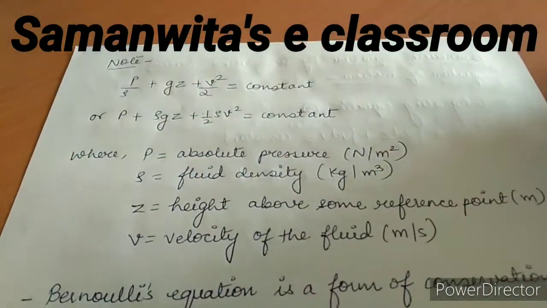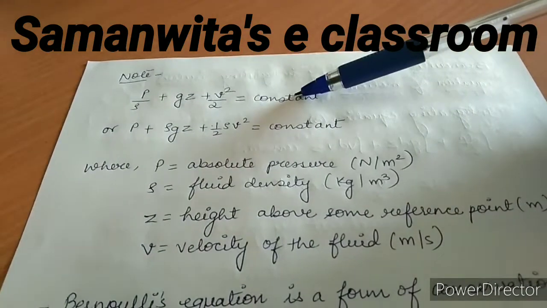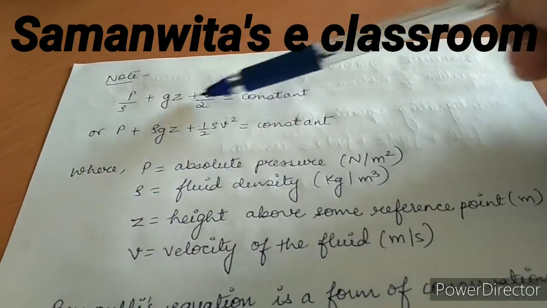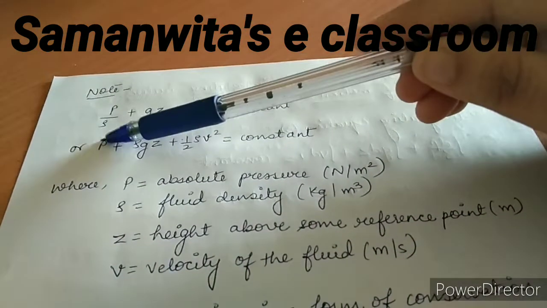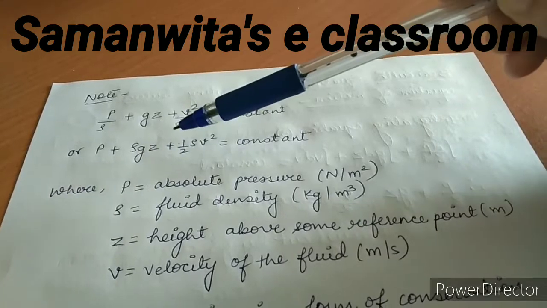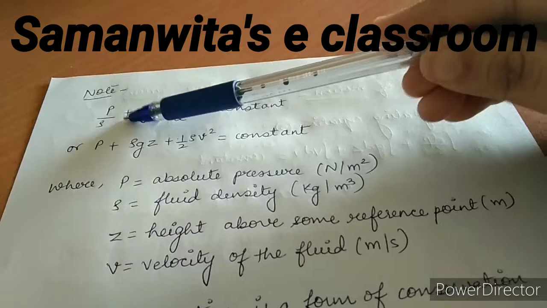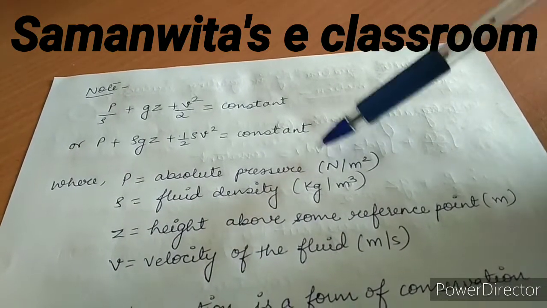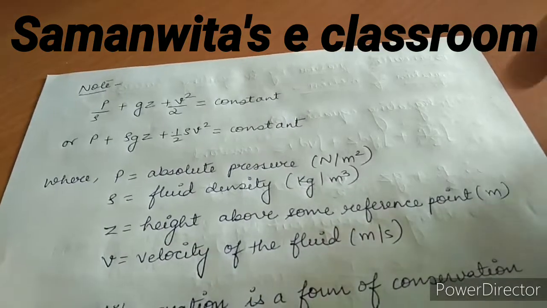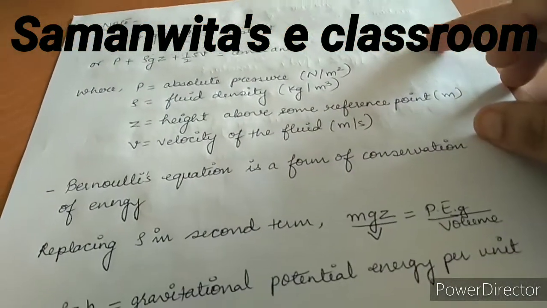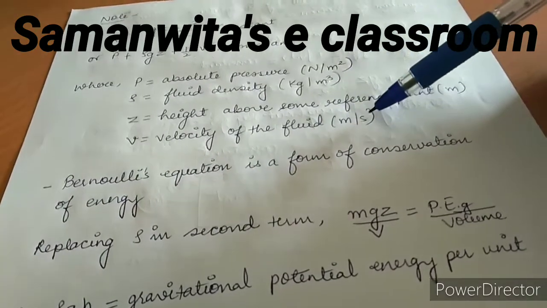There is a small note: p upon rho plus g z plus v square upon 2 is constant, which is Bernoulli's equation without dividing throughout by g. But if I multiply throughout by rho, I will get p plus rho gz plus half rho v square is equal to constant. P is the absolute pressure of the fluid, rho is the fluid density, z is the head above some reference point where your pipe is placed, v is the velocity of the fluid flowing through the pipe, whose unit is meters per second.